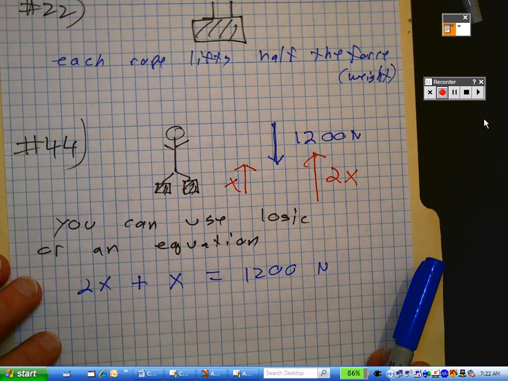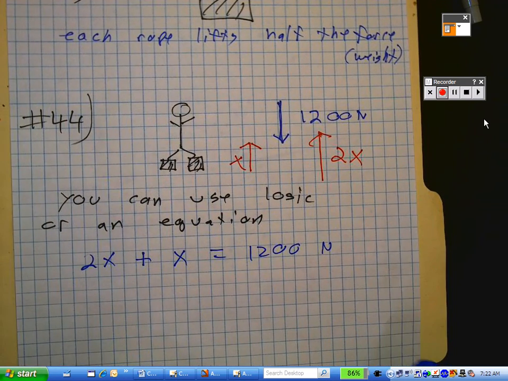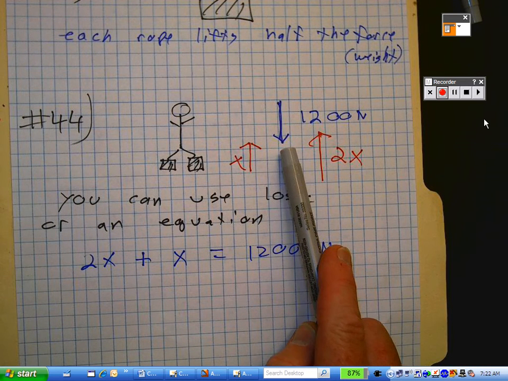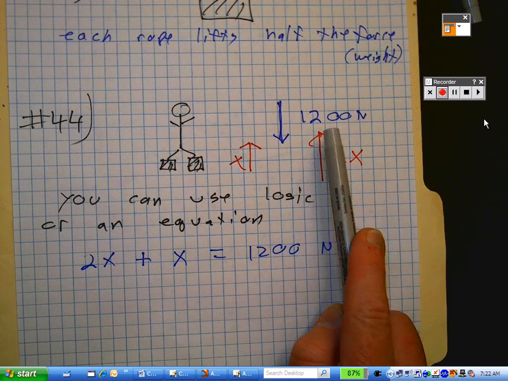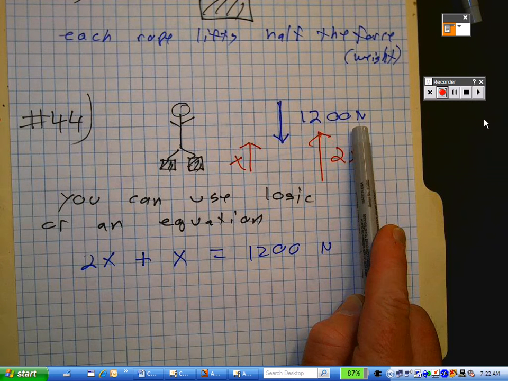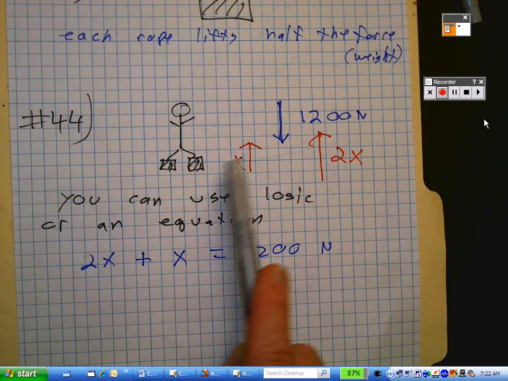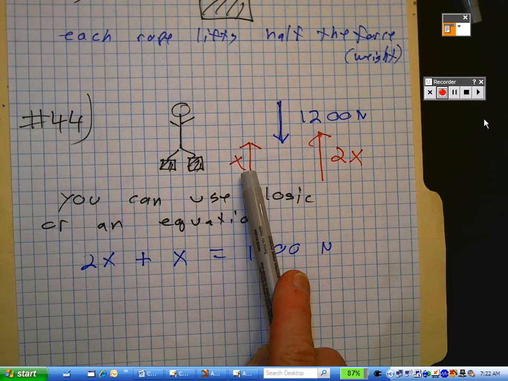If you look at number 44, you have the hairy heavyweight whose weight is 1,200 newtons, and we use force vectors to demonstrate which way the force is and how much. 1,200 newtons is being pulled down by gravity. That's the force of gravity pulled down. Now the scales are pushing back up again with the thing that we call the normal force. So there are unknown forces upward.